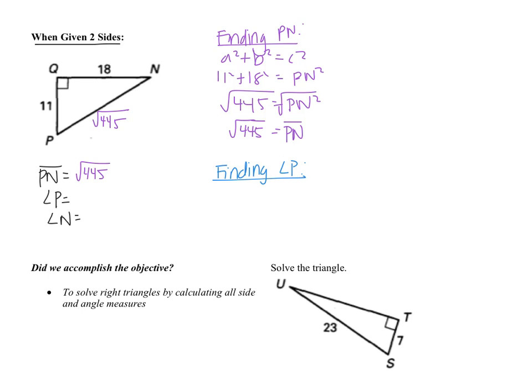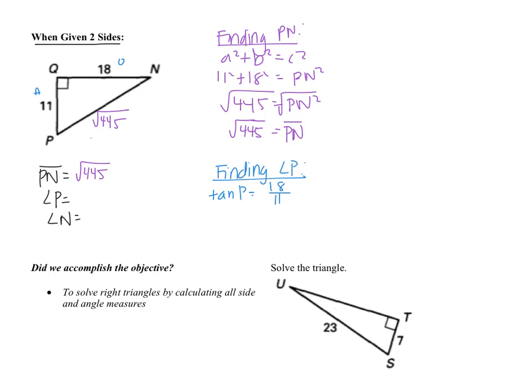Okay, so with angle P, if I look at the two sides that I'm given, 18 is not the hypotenuse, I don't know why I marked that. 18 is the opposite, and 11 is the adjacent. So opposite and adjacent is going to be tangent. So I have the tangent of angle P equals 18 over 11.